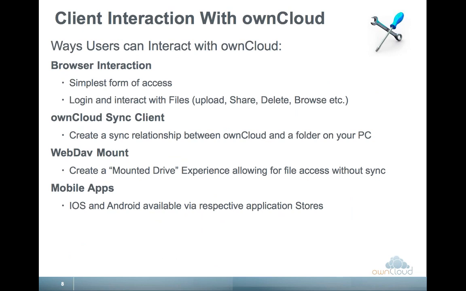So first is our browser interaction. That's the simplest form of access. We give them a URL, they log in. Now they'll log in depending on the decisions that you've made for access. They'll log in and they'll see their files. They'll be able to actually browse their files.